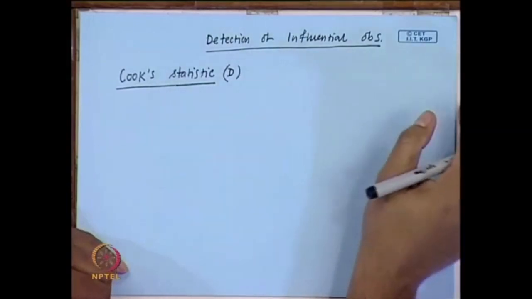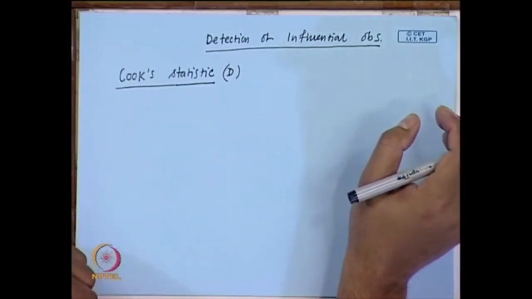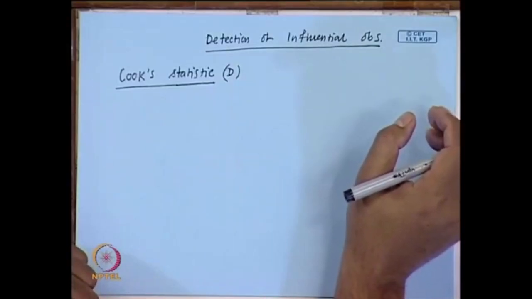So it's a distance between two things. What this Cook statistic does is that it measures the distance between the fitted response value obtained using all the observations, that is the usual fitted value, and the fitted response obtained without using the ith observation. I am talking about the Cook statistic for the ith observation. That is, it uses all the observations except the ith observation.